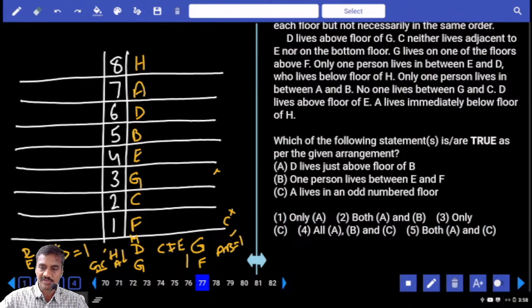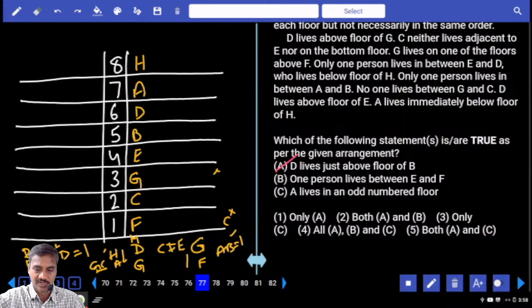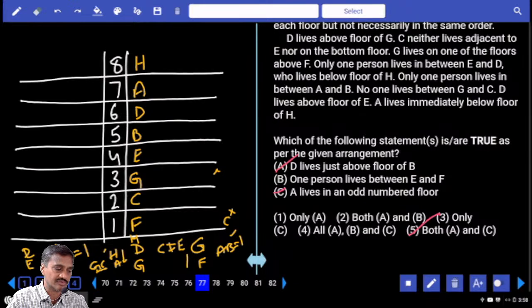And which of the following statements is true? D lives just above the floor of B. D is just above the floor of B, that is definitely true. And next one, both A and B. D lives above the floor. One person lives between E and F. One in between E and F, that is false. And A lives on an odd number floor, that is definitely true. Only A and C, both A and C, choice 4 for question number 77.